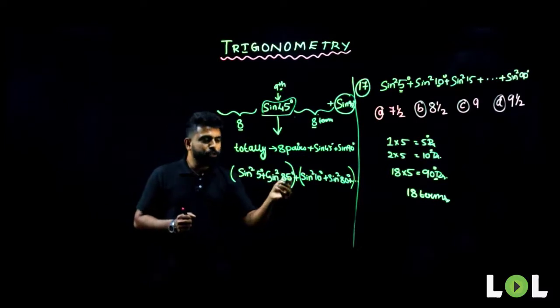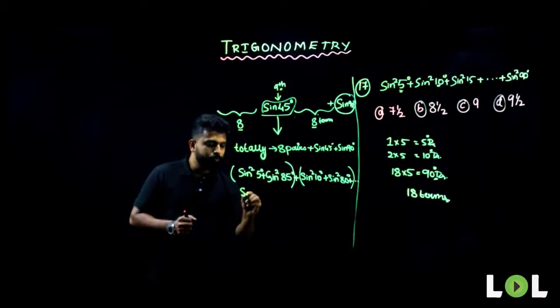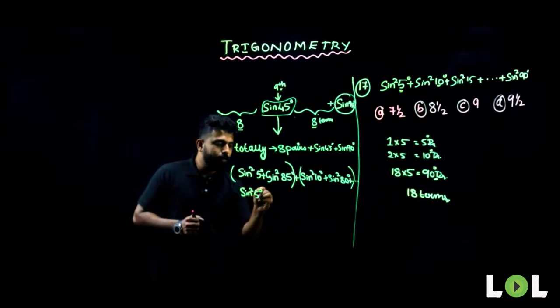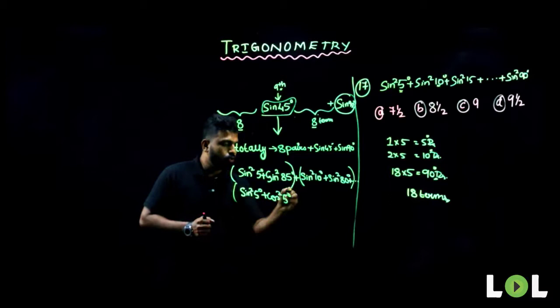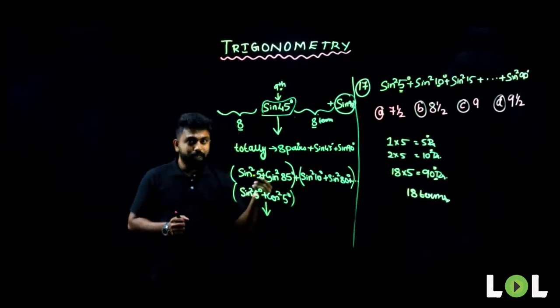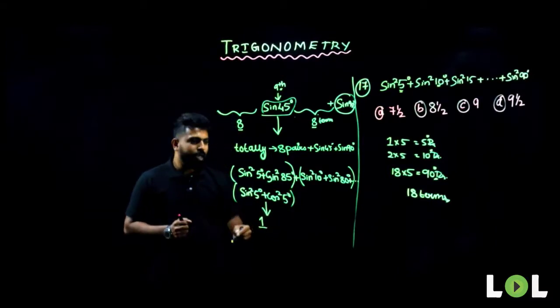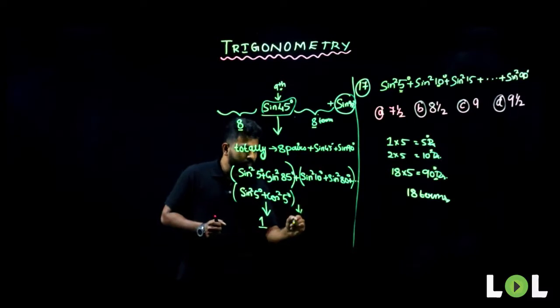How can I write sine square 85 as? I can also write it as sine square of 90 minus 5. They are complementary, so 90 minus 5 means it will become cos. So sine square 5 degrees plus cos square 5 degrees. The value of this will be, sine square theta plus cos square theta is equal to 1 from our identity. Similarly, this pair will give me 1.